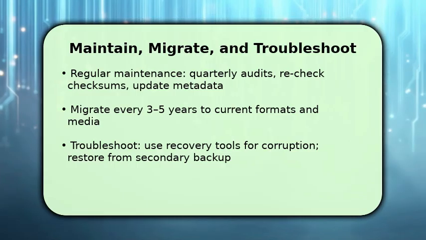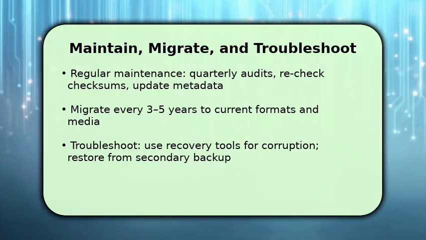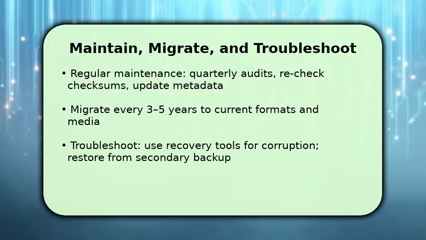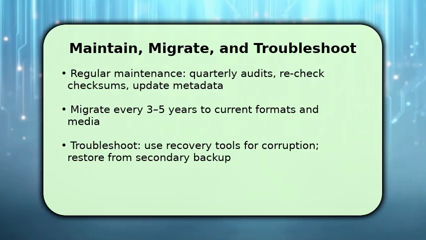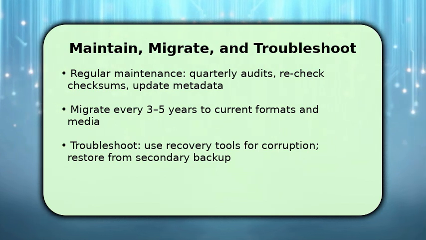If corruption happens, stop using the drive, clone it, and attempt recovery tools. And if that fails, restore from your secondary backup location. This final stage ensures long-term access and gives a clear recovery path if things go wrong.